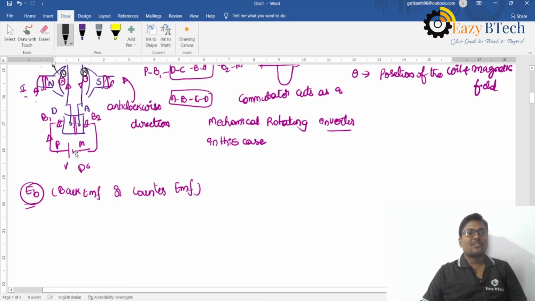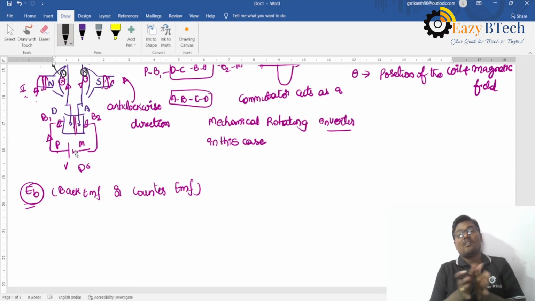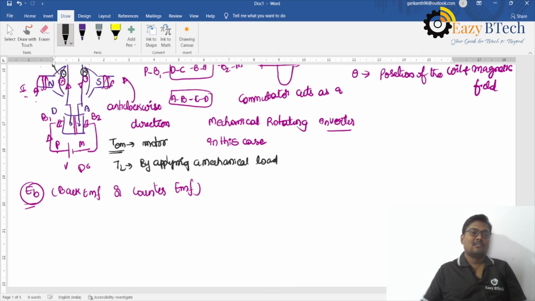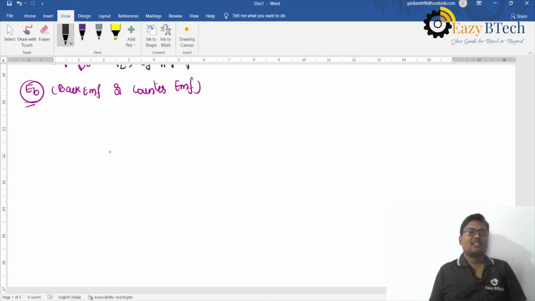Due to this EMF also, current will circulate and a force is developed. So that's why an opposition torque is produced. The electromagnetic torque is produced by the motor, and the load torque is produced by applying a mechanical load. So this EMF is called back EMF or counter EMF.